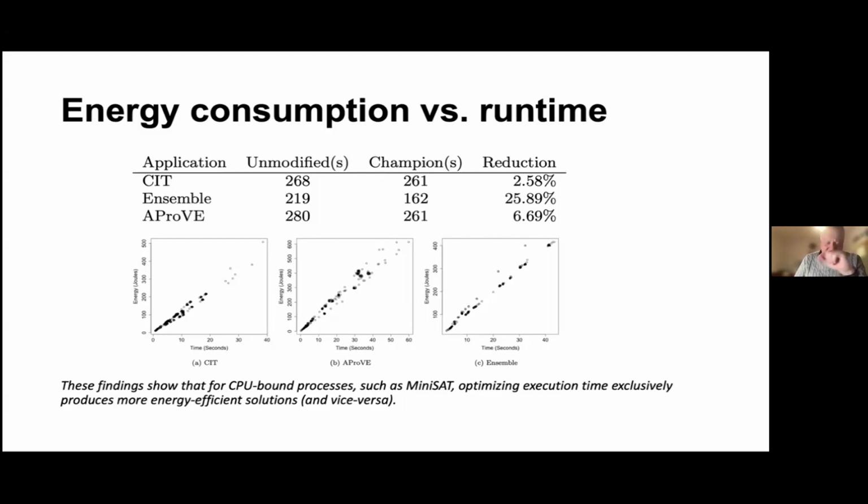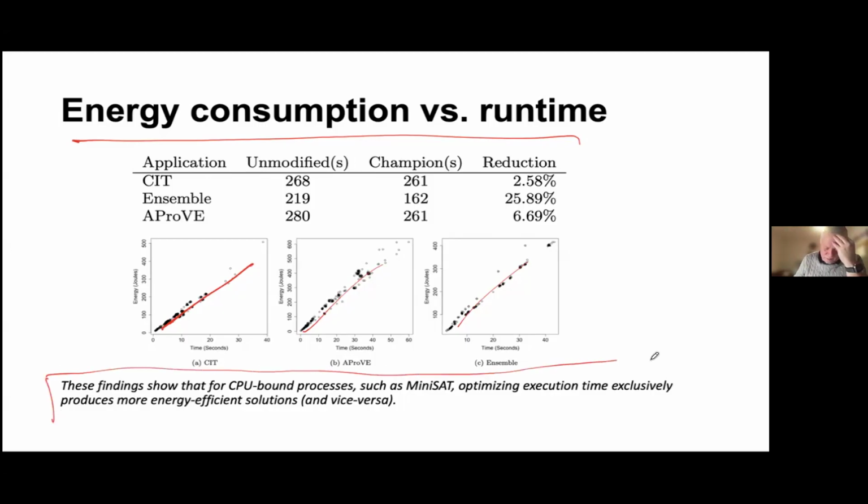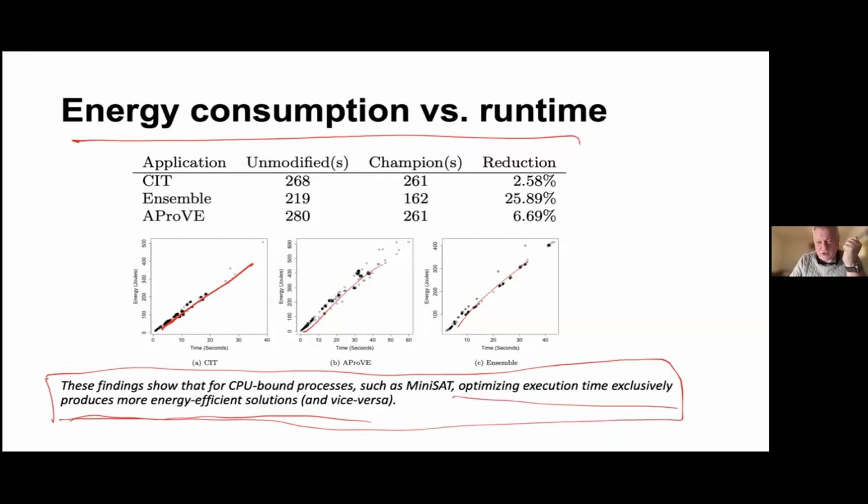What's interesting is the energy consumption versus runtime. So it's more or less something linear in here. So what we see here is all the findings show that CPU-bounded processes such as Minisat optimize execution time exclusively, producing more energy-efficient solutions. And this is the interesting part in here, that all the reductions were more or less based on reducing the necessary steps. So I'm running out of time, so I come to the conclusion.